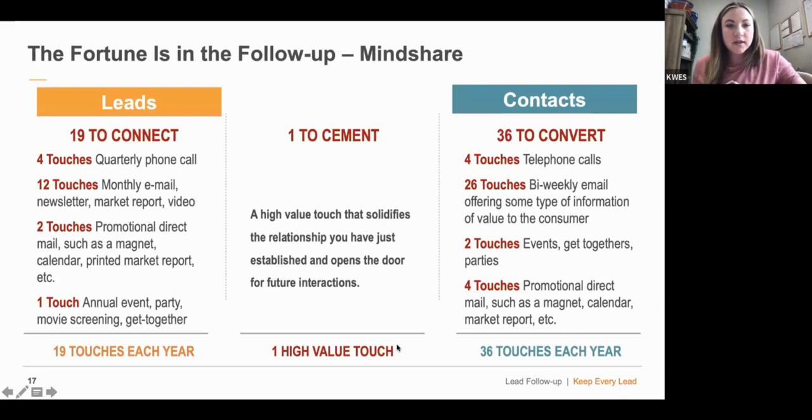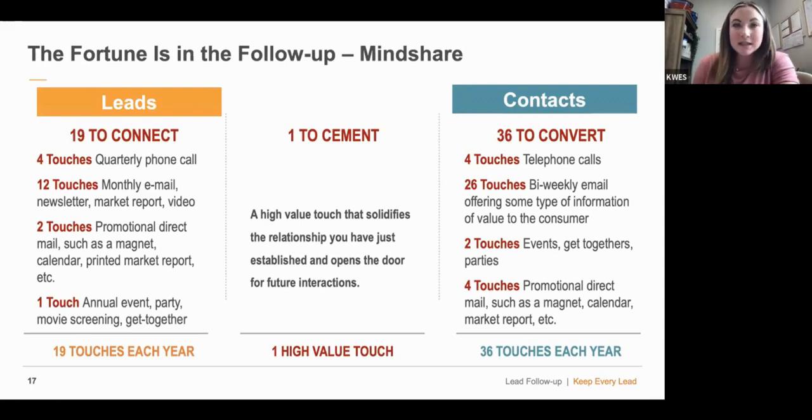Okay, so this is going to give you an overview of what each of the programs are. These are the recommended systems for touch campaigns. You were first introduced during the lead generation segment. With leads, we will specifically use 19-to-Connect.